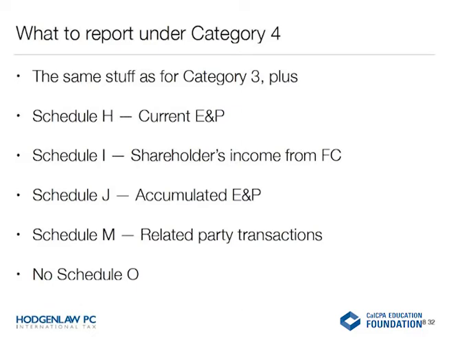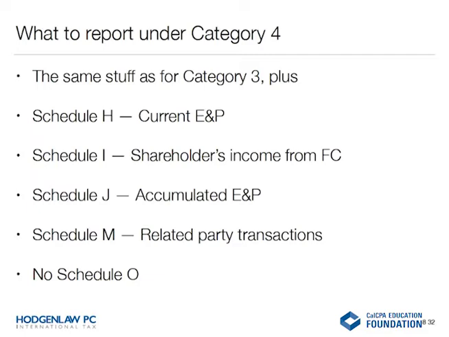For Category 4, this is definitely the most extensive reporting requirement under any category on the form. This is all the same stuff you would need to report under Category 3, plus a reconciliation of current E&P, reporting the shareholders' income from the foreign corporation. So these are the numbers that would need to flow from the 5471 to the 1040. Schedule J is accumulated earnings and profits, a little table that you fill out showing what's been previously taxed and what's not. And then Schedule M, listing related party transactions, things like loans, compensation, things like that. Luckily, no Schedule O under this one, because that's really just to report changes in stock. But as you can see, there's a lot of stuff required under Category 4.